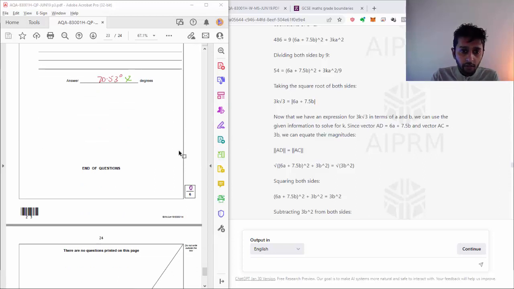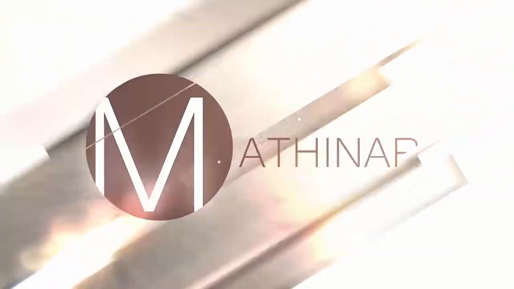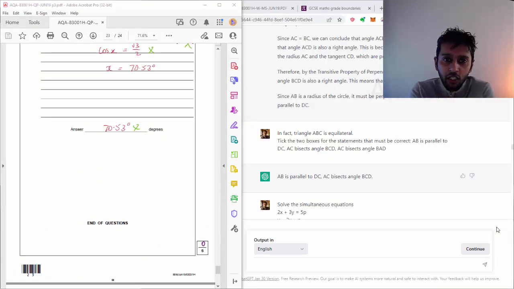So how did we do altogether? We got 41 out of 80. So based on the grade boundaries, 41 out of 80, if we multiply that by 3 for the 3 papers, that's 123. And if we look back at the exam from June 2019, 123 would have been a grade 6. So ChatGPT got a grade 6 in the GCSE. So we can conclude there that ChatGPT scored 41 out of 80 in a GCSE exam, which is a grade 6 based on the grade boundaries at the time.